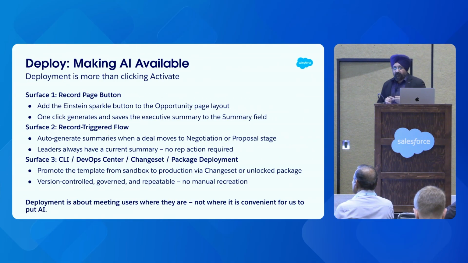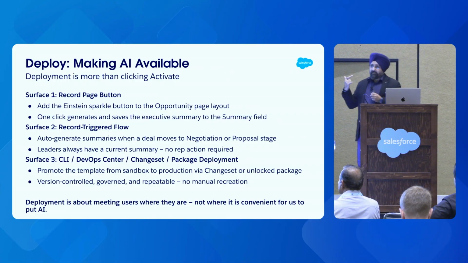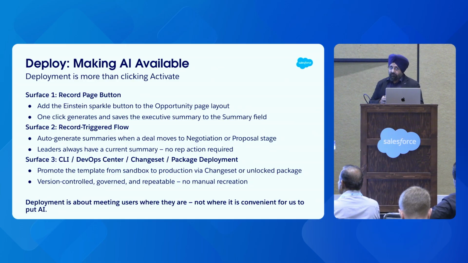So that's what we did. We made it available to users through a record page button, and then used, in this case, change set to deploy to production. We have a session tomorrow at 8:30 a.m. with Copado, where you can see the whole process of Copado deploying this and the DevOps Center and how change sets work. And let's not forget packages, managed, unmanaged, and unlocked. So you will see those there tomorrow for the deployment options and how this whole process works and how you can safely deploy it to production.